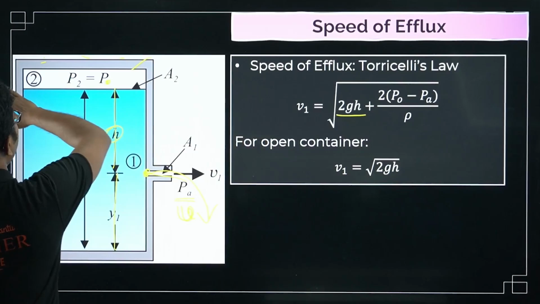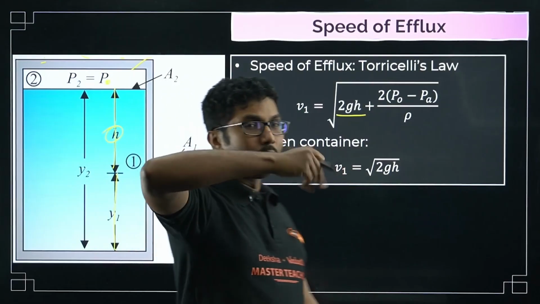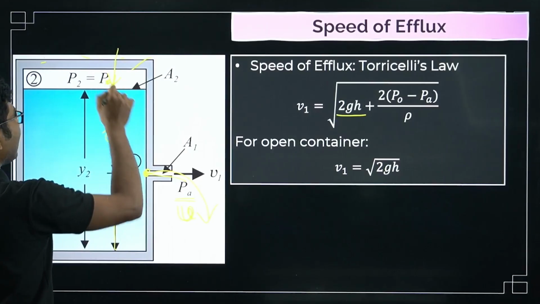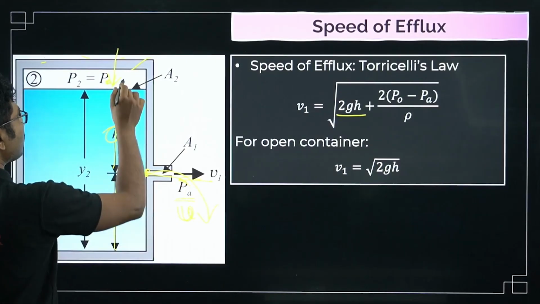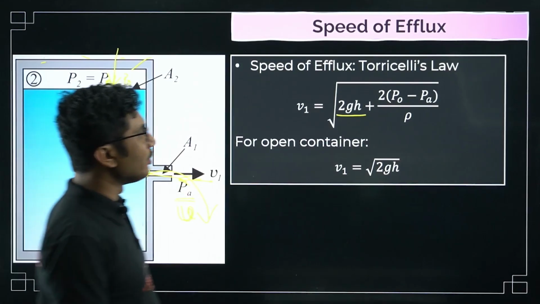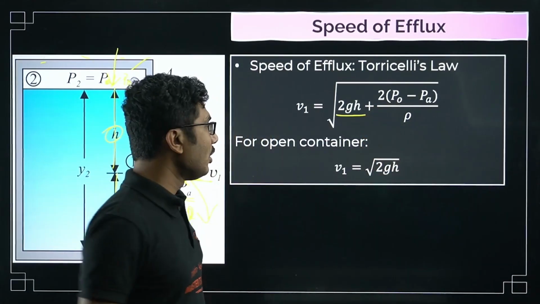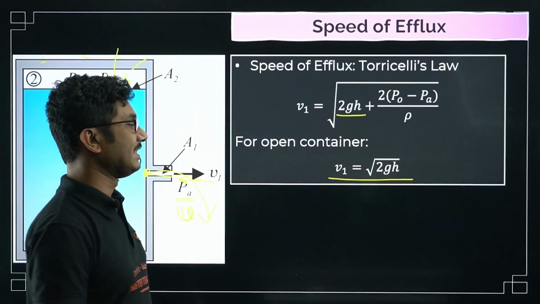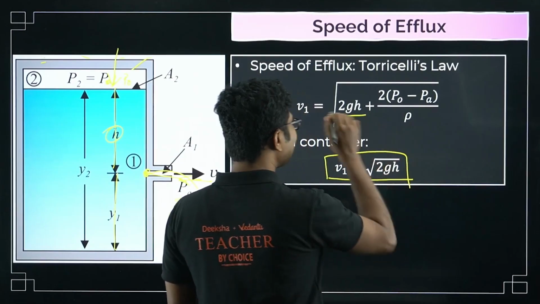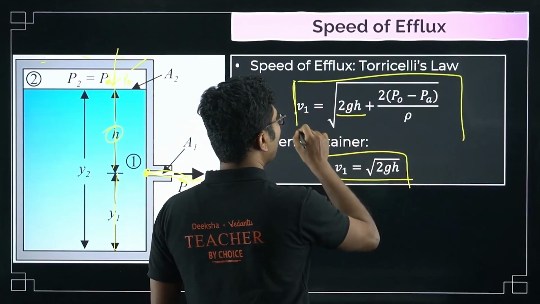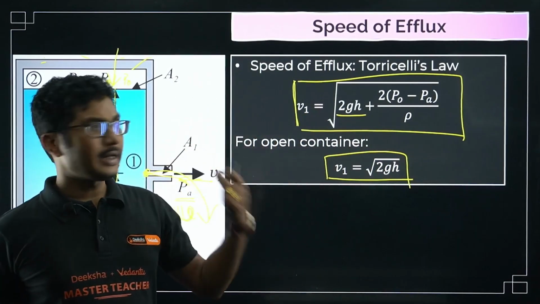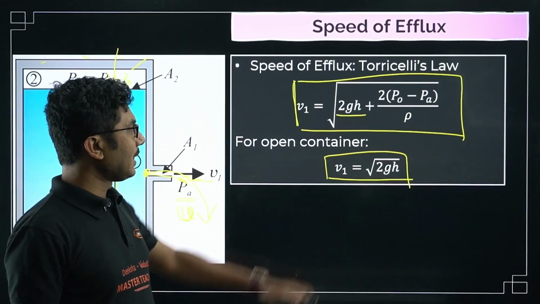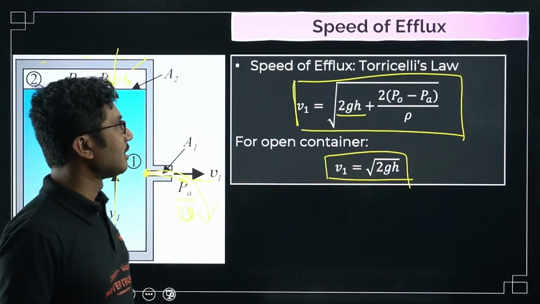Now if you keep this part open, if you remove the cap of the bottle, then the atmospheric pressure from this side and the atmospheric pressure from the other side will be equal. So P naught and PA both will be equal, and P naught minus PA will become 0. So the speed of efflux will become V1 equals square root of 2gh. This is the important formula. Once in the previous years this formula was asked, so you have to remember: 2gh is common, plus 2 into (P naught minus PA) by rho. But this formula is a must to remember from this part.